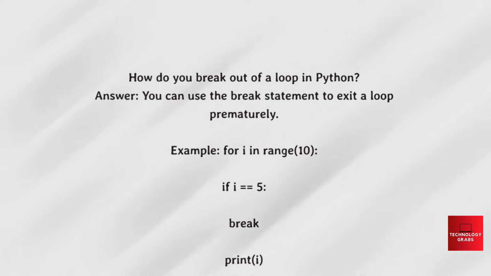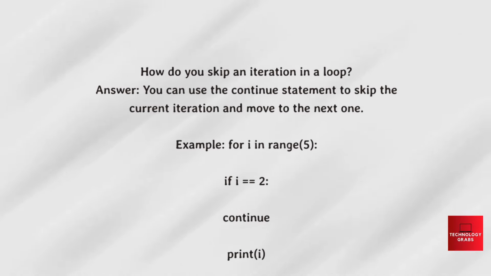How do you break out of a loop in Python? Answer: You can use the break statement to exit a loop prematurely. Example: for i in range(10): if i == 5: break; print(i). How do you skip an iteration in a loop? Answer: You can use the continue statement to skip the current iteration and move to the next one. Example: for i in range(5): if i == 2: continue; print(i).